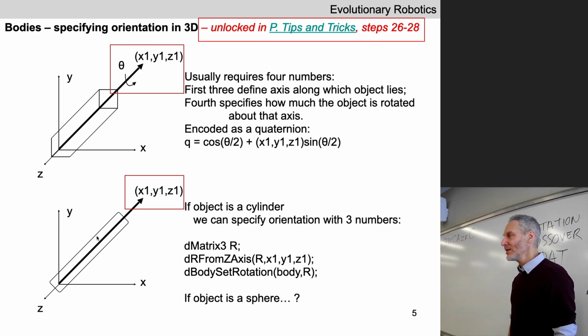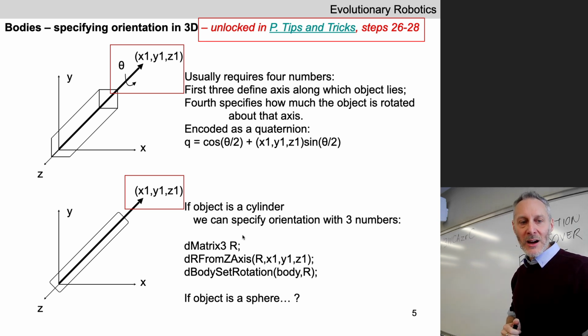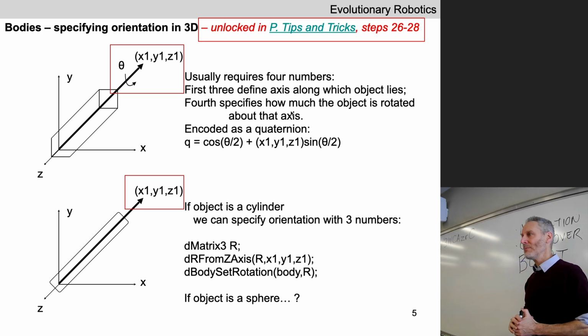If we have a cylinder, and we do the same thing, we give 3 numbers and say, align that object or lie that object along that 3D vector. We don't need the 4th number, right? We don't need theta because a cylinder is rotationally symmetric about its long axis. Quaternions are a little tricky to work with. So again, this is all hidden from you.